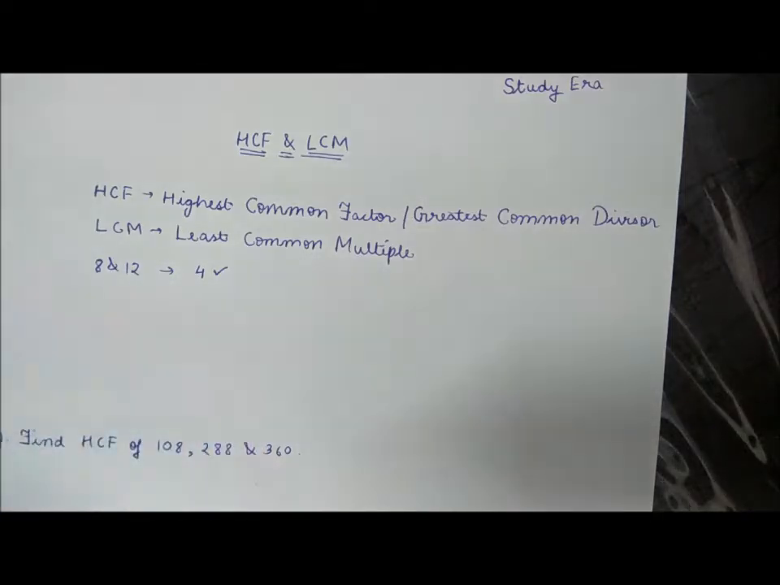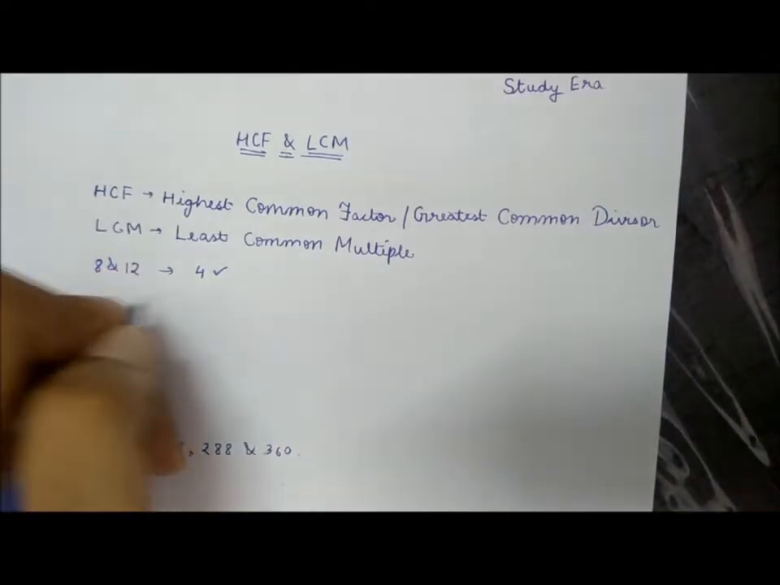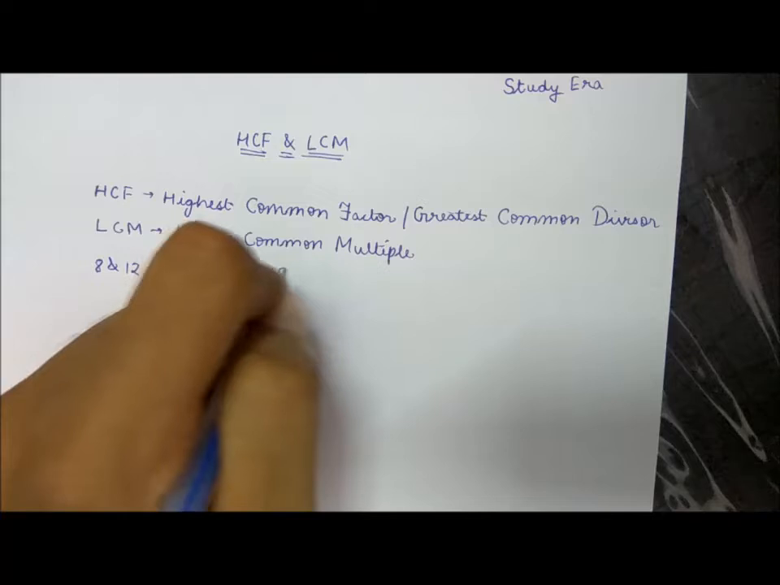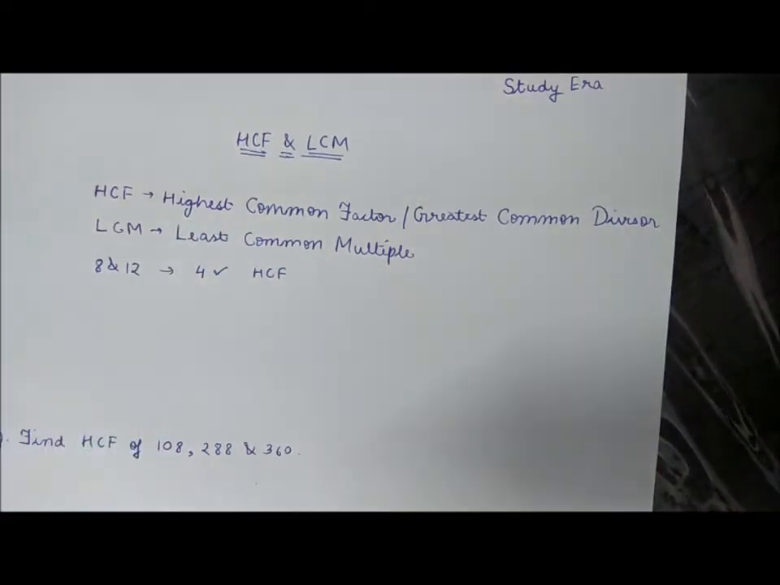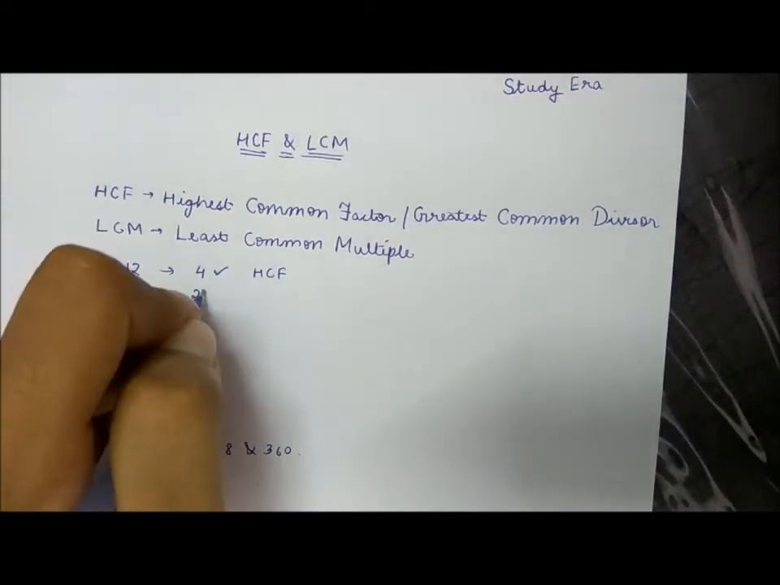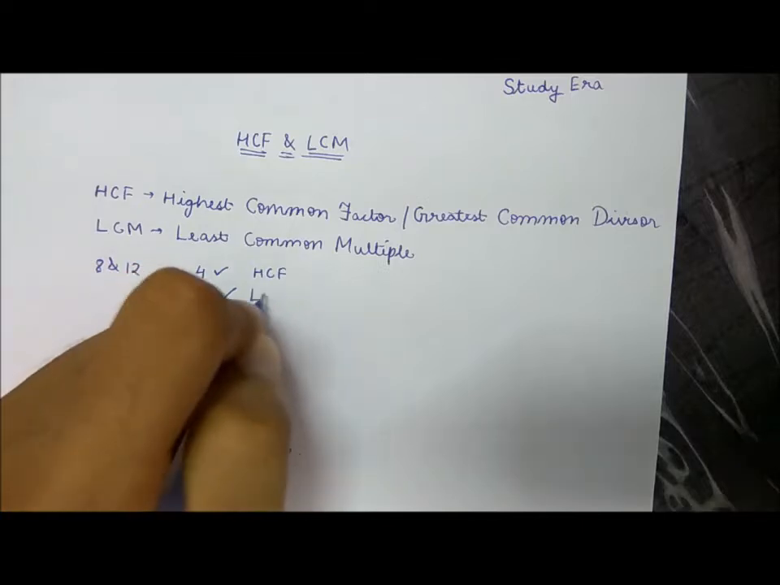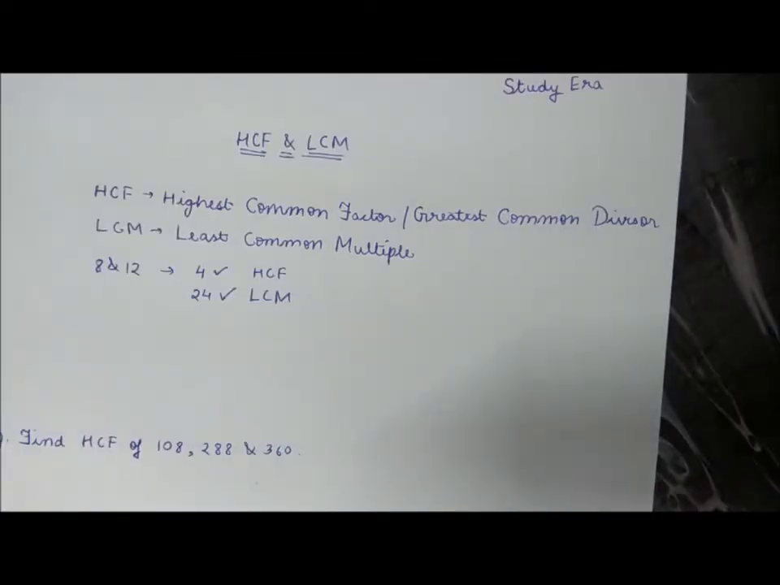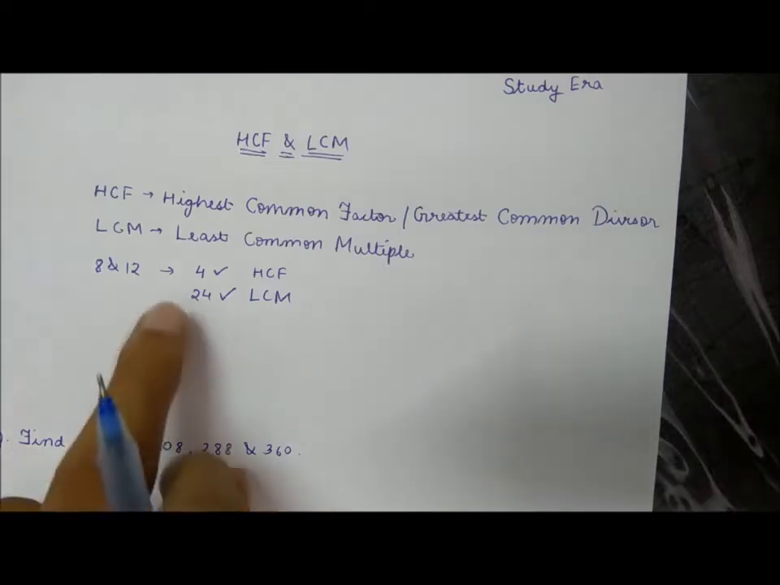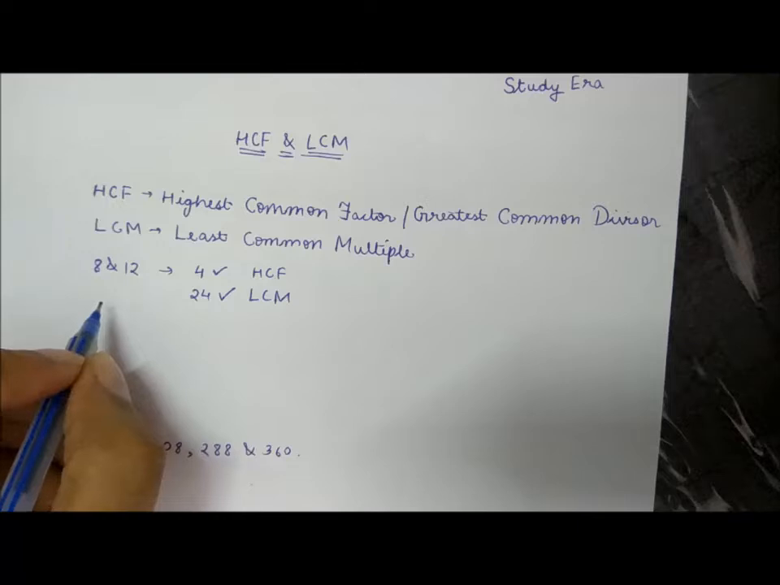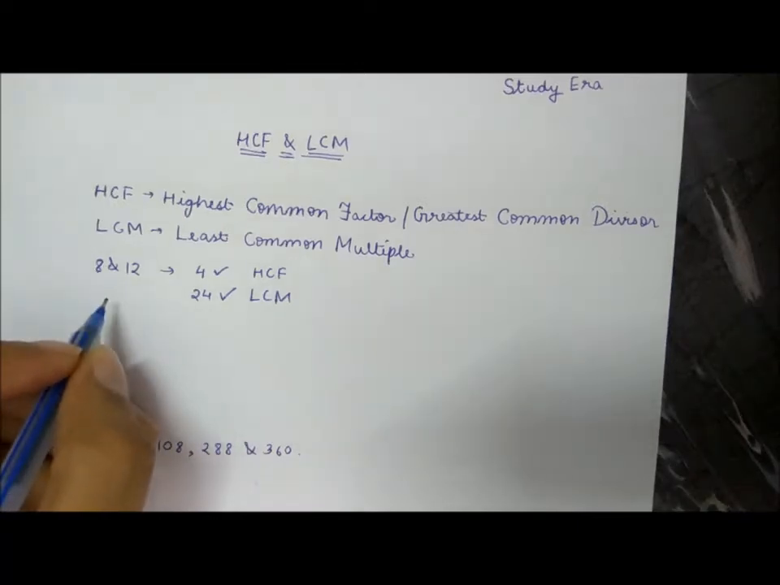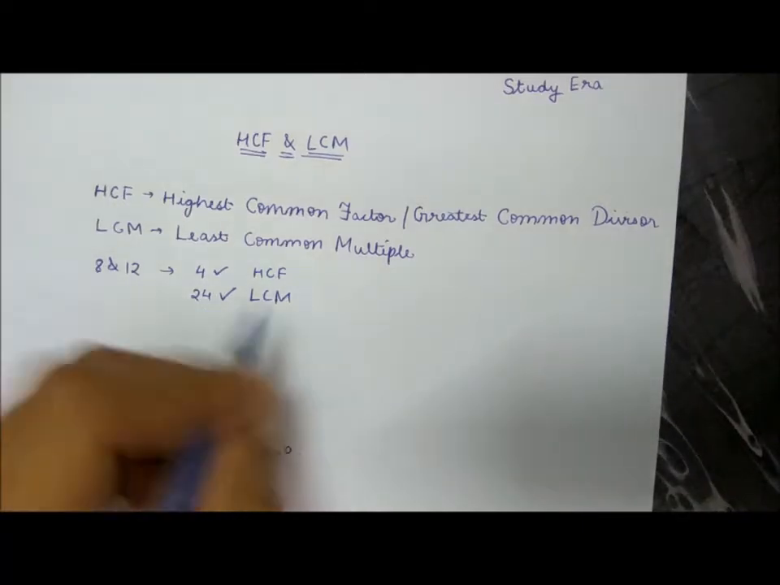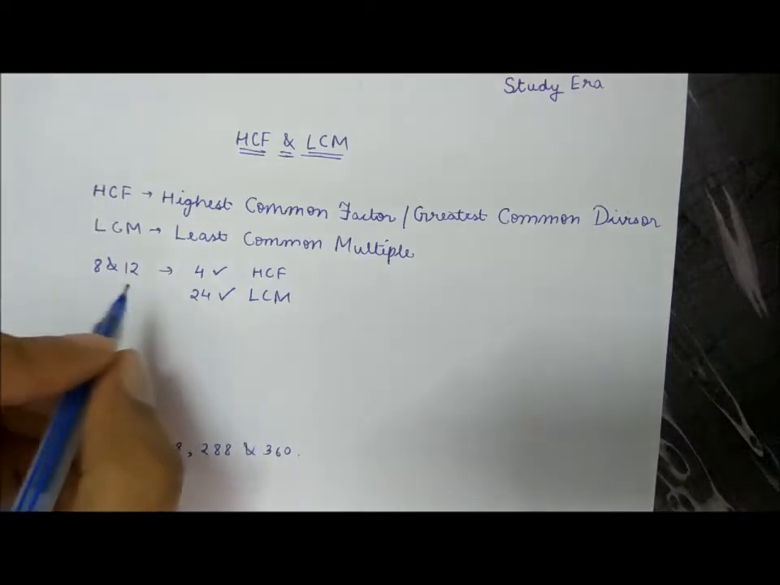Talking about the LCM, the LCM of 8 and 12 will be equal to 24, as the LCM is the least number which is exactly divisible by each of the given numbers. Now 24 is divisible by 8 as well as 12, and it is the least such number, hence 24 is the LCM of 8 and 12.